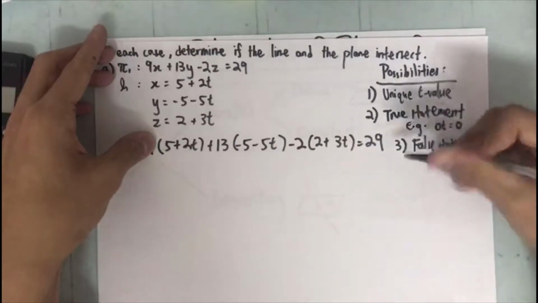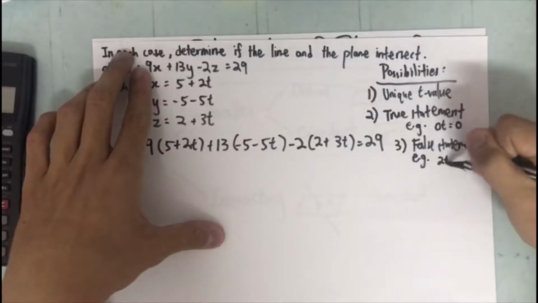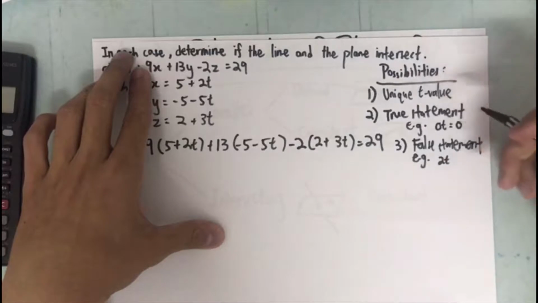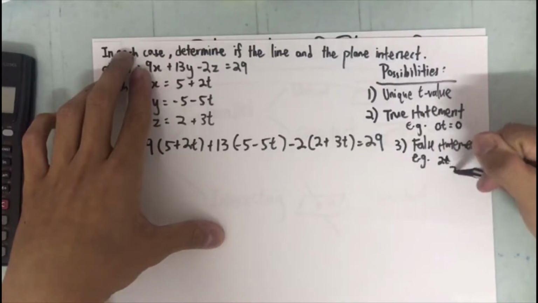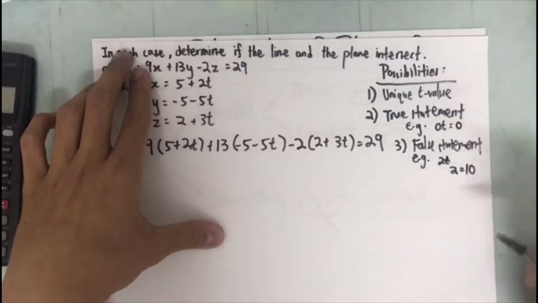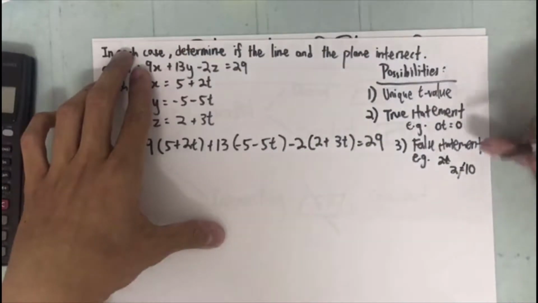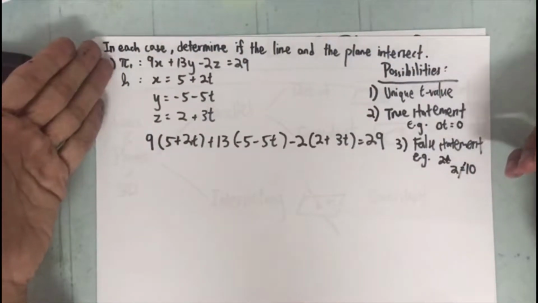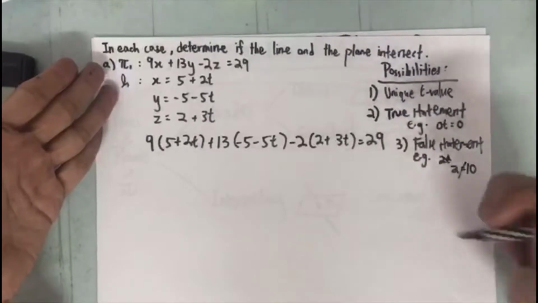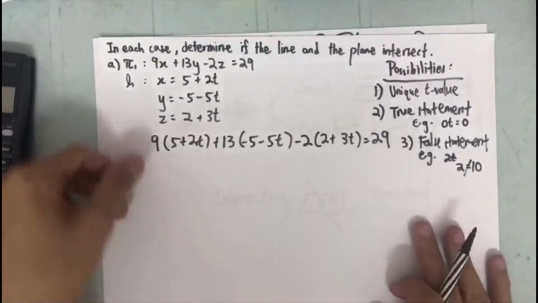The third possibility, you will get a false statement, such as, sorry, 2 equals 10. This is a false statement because 2 is not equal to 10. And this tells you that both the plane and the line do not intersect. So now back to this question, we can solve for it.